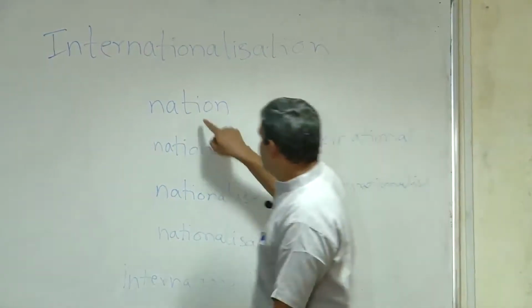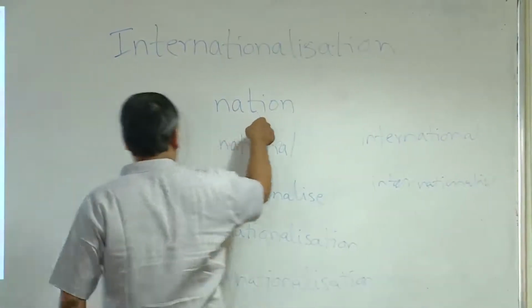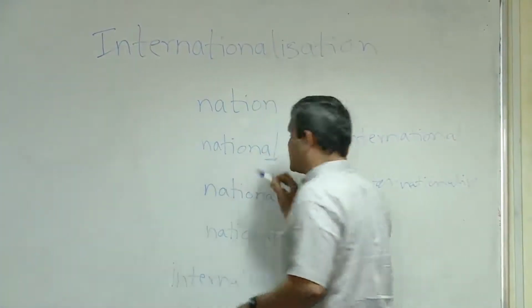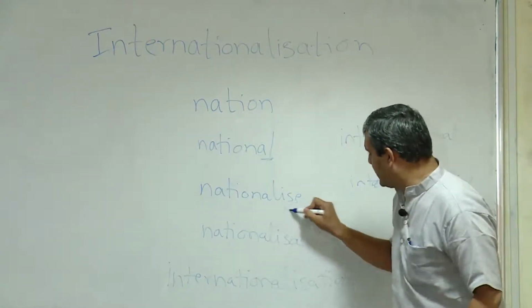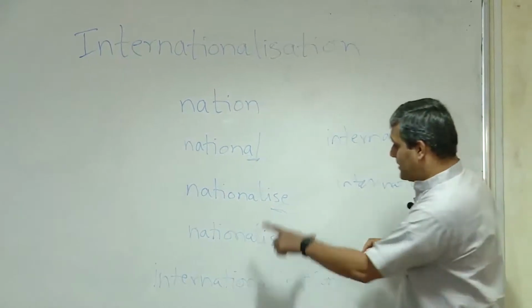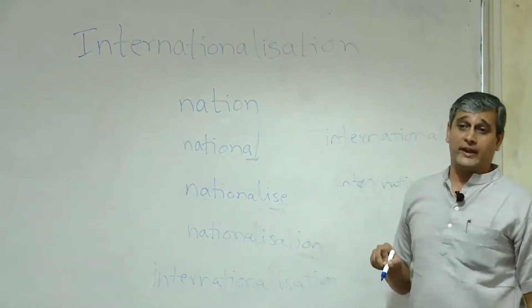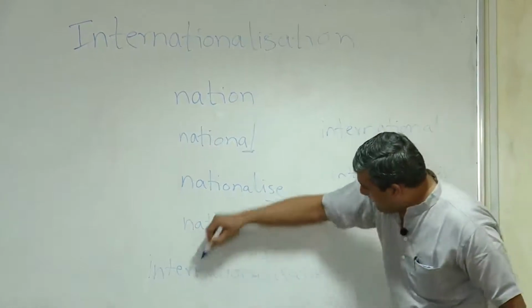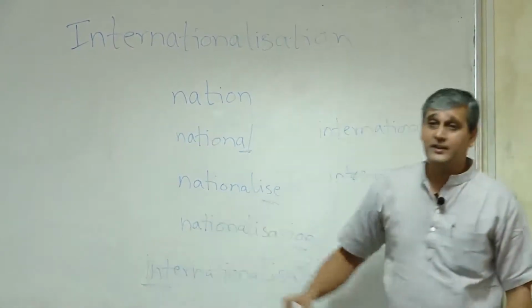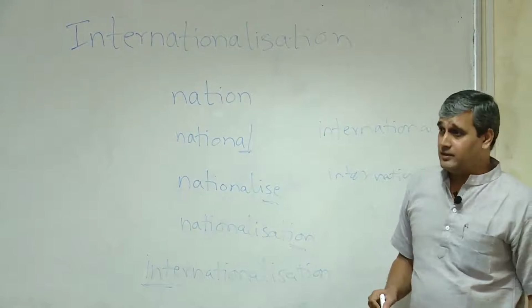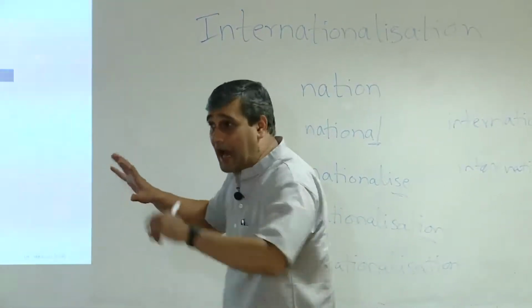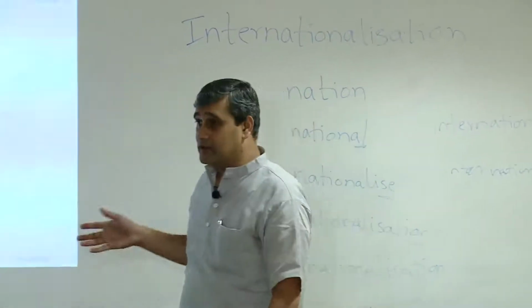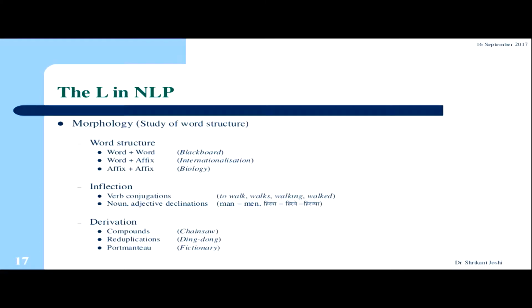The point is, this is called a base, and then you attach the suffix al. Okay. Now this becomes the base and you attach the suffix ize, then this becomes the base and you attach the suffix ation, and then this becomes the base and you attach the prefix inter, right. So all this study comes under morphology. It is how the word is constructed or built. So it is a combination of word and affix, multiple affixes, multiple prefixes, suffixes, etc.